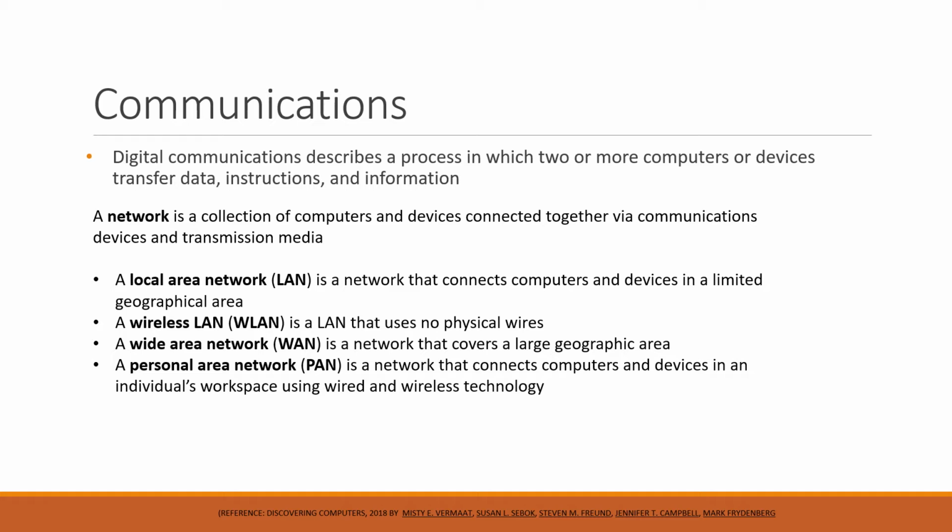There are different types of networks. Say we are to connect computers within a small or limited area. We call it a local area network. If we establish a network through the use of antennas, without the use of any cables or with fewer cables, we call it a wireless local area network.